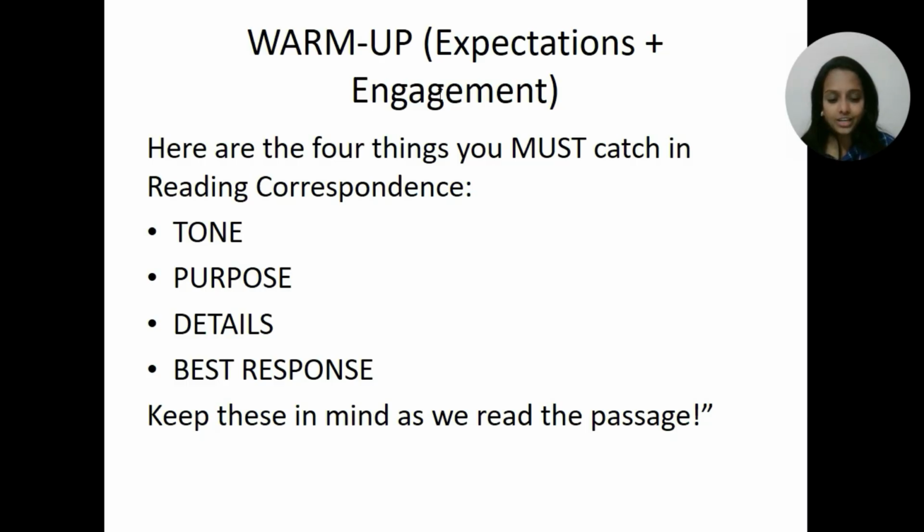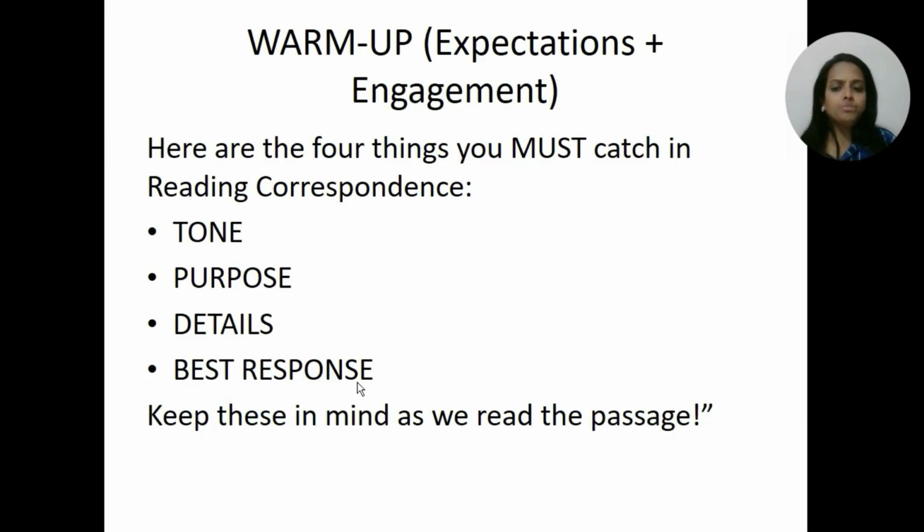It is the deadline, right? If the question asks, when is the form due? You must pick the option that exactly matches the detail. CELPIP loves tricky answers that are almost correct. Wrong day, wrong time, wrong person. So details equals accuracy.